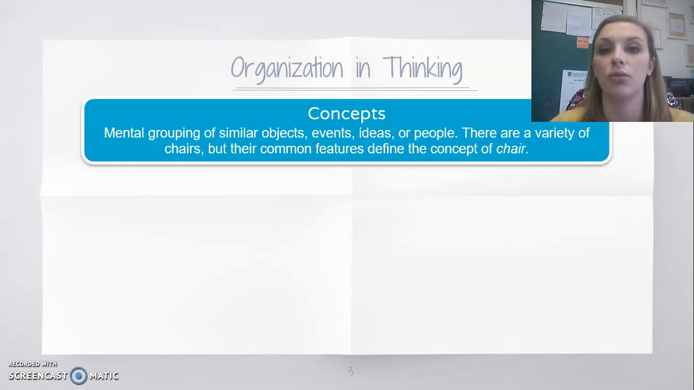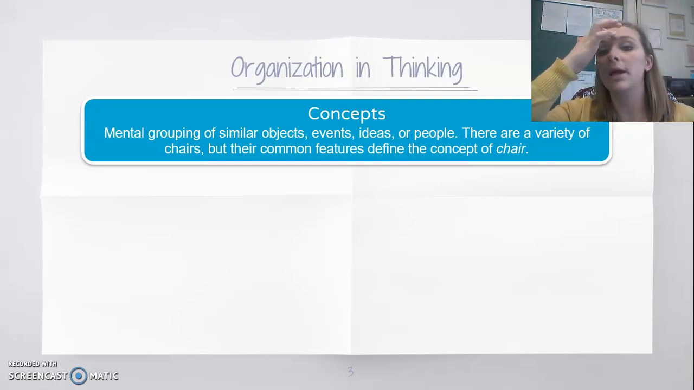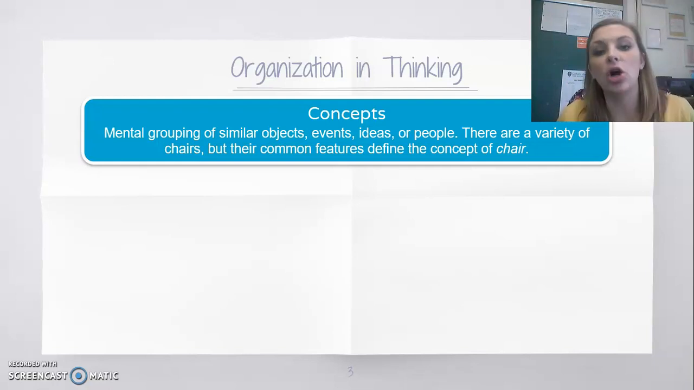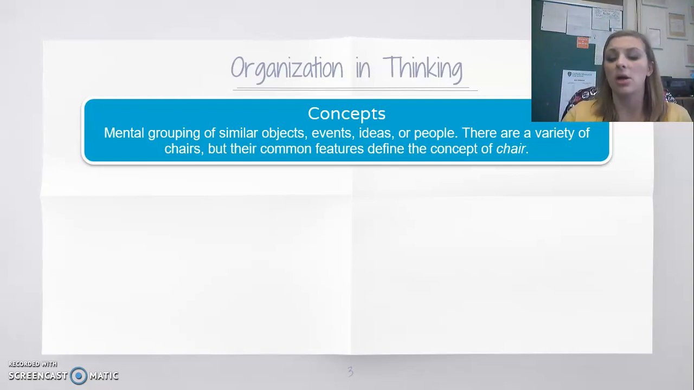Concepts are our mental groups of familiar, similar objects, events, or ideas, okay? Concepts are broad. They're large, okay? We tend to group things together. For example, there are a variety of chairs, but there are also common features that define the concept of a chair, okay? This is a concept. We have a concept of a chair.